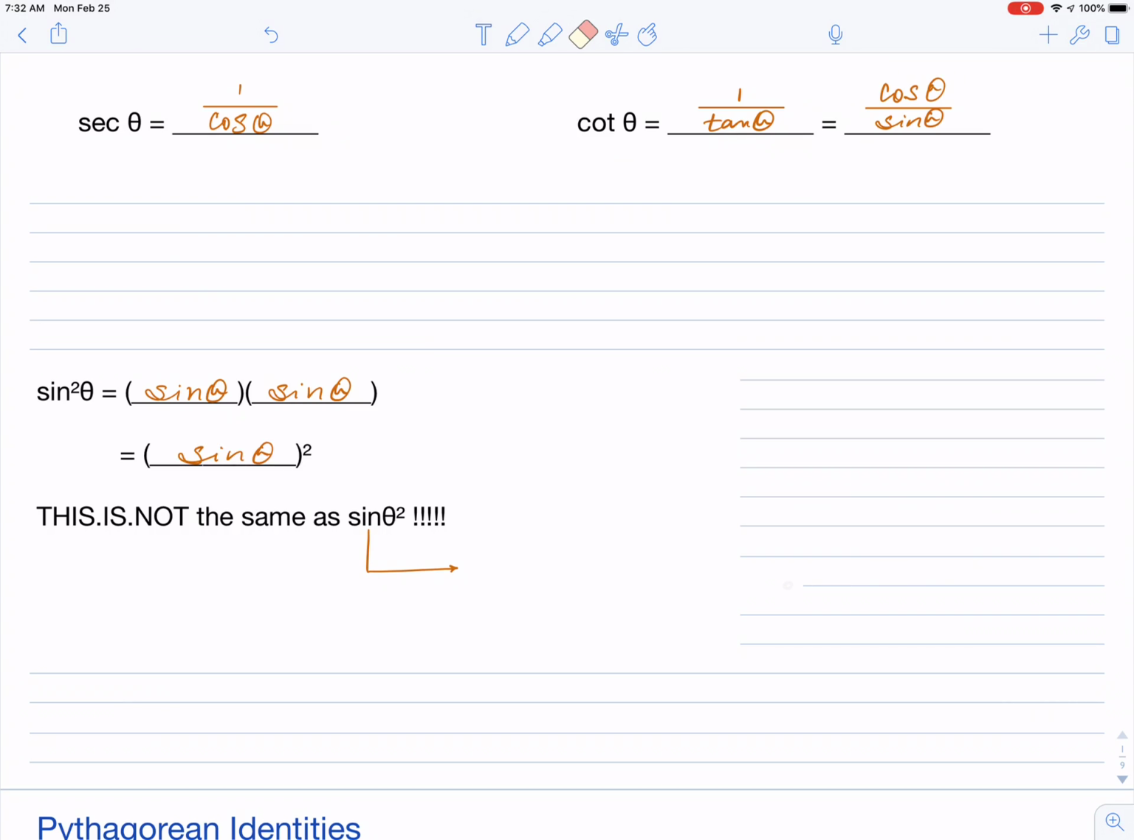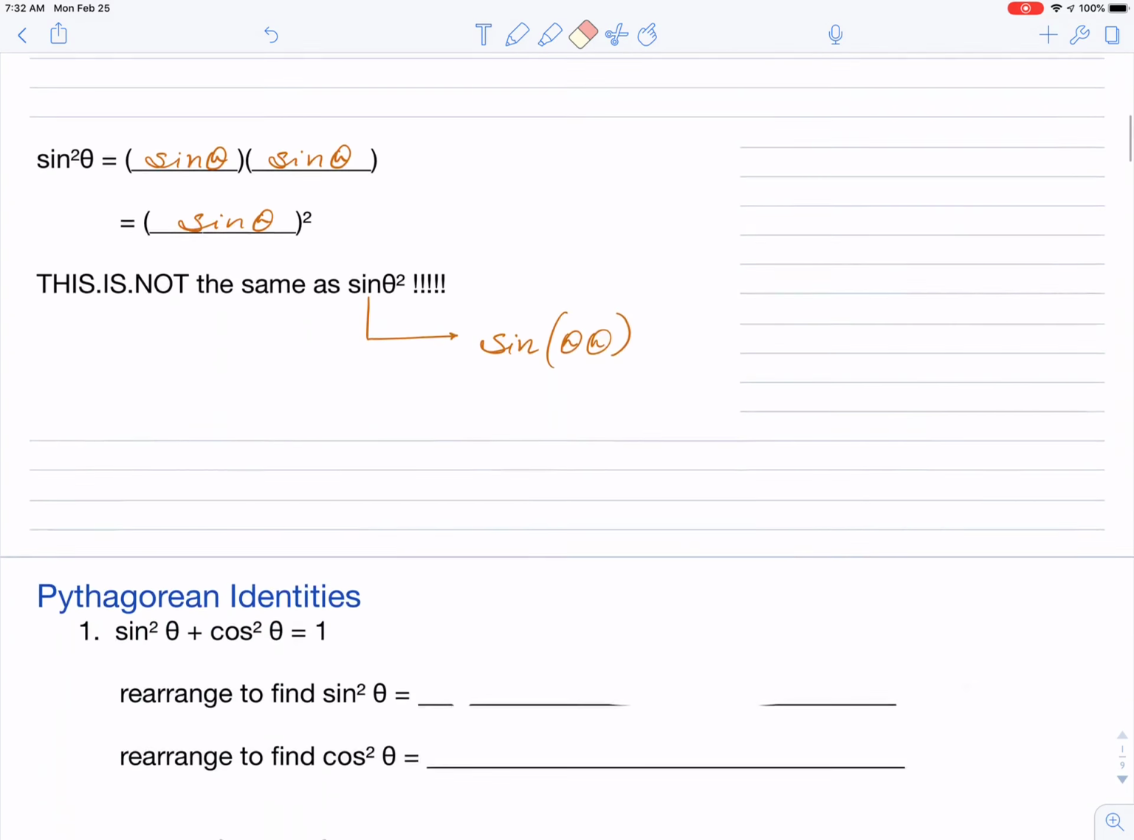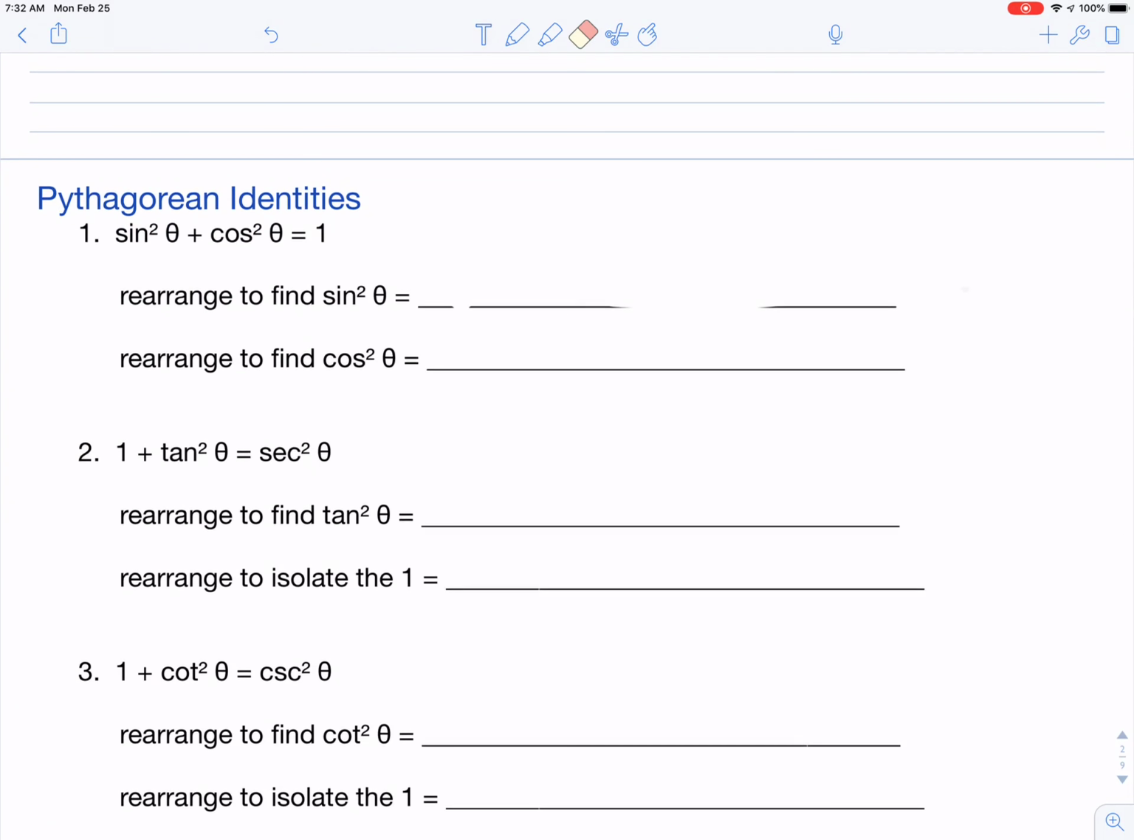What you need to understand most of all is that you see that I have written here sine of theta squared. This is not the same thing. This is actually where I'm only squaring the theta part of it, not the sine of theta. So just understand the notation so that we can go into Pythagorean identities, which is next.